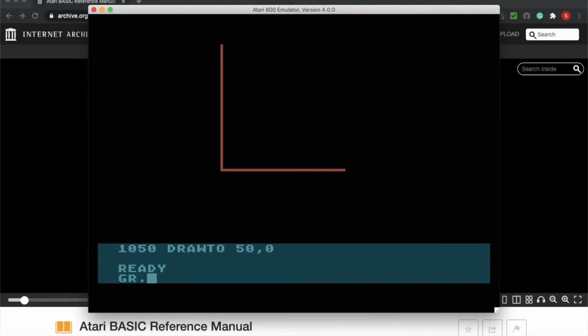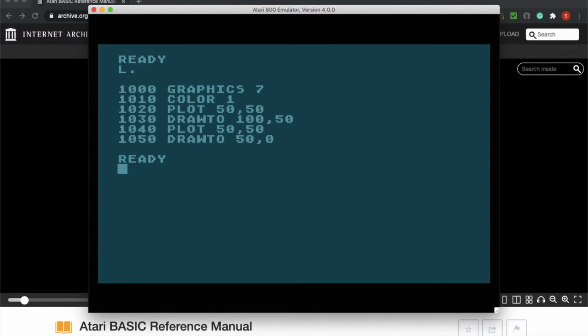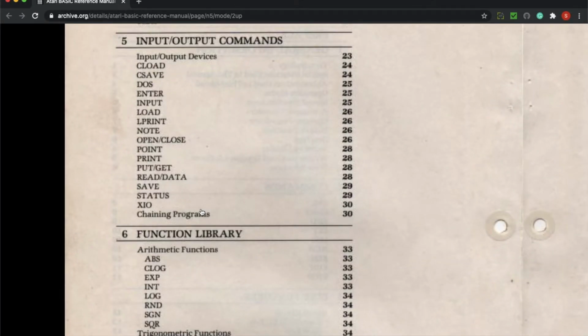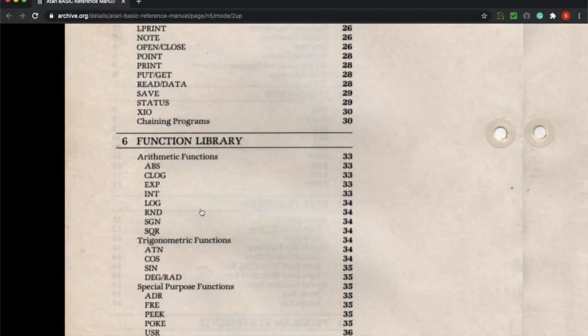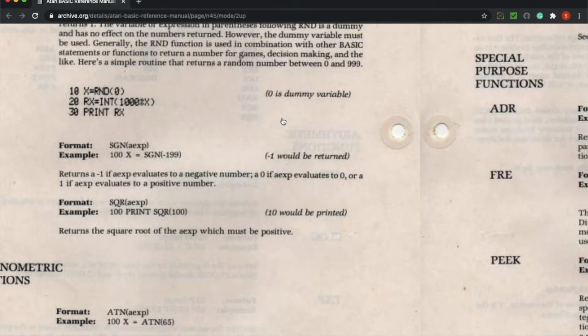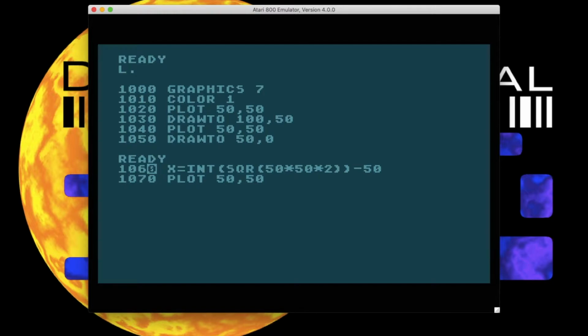Go to graphics mode 0 so we can see this better. To this page here, it's got the Atari BASIC reference manual, the 8-bit Atari BASIC manual, and what we're looking for is square root. So here's the functions library, and the square root is on page 34. There's square root. So you just put SQR, and then you put parentheses around it. So we're going to calculate the square root with a numerator and a denominator in two separate variables.